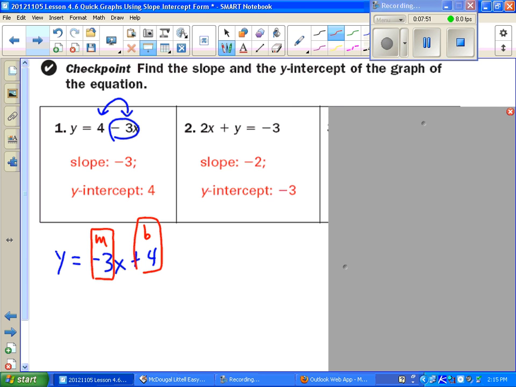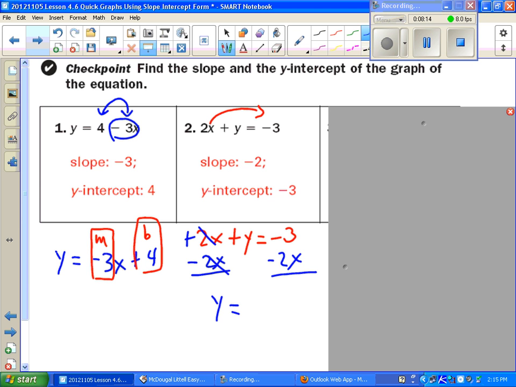Number 2 says 2x plus y equals negative 3. Again, we need to get y by itself, so we want to move this positive 2x over. So let's look at that equation here. 2x plus y equals negative 3. It's positive 2x, which means plus 2x. Do the inverse of that and subtract 2x. If you subtract 2x on the left, you need to subtract 2x on the right. Cancel these out. It leaves you with y equals, and again, let's put our variable term first, negative 2x and then negative 3.